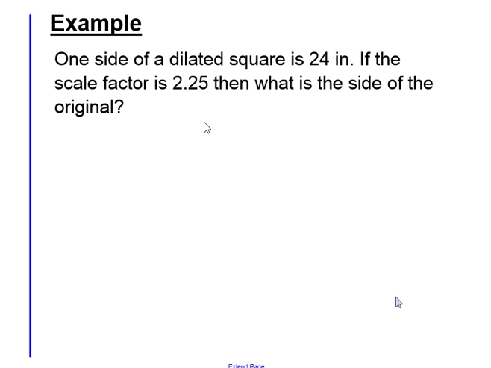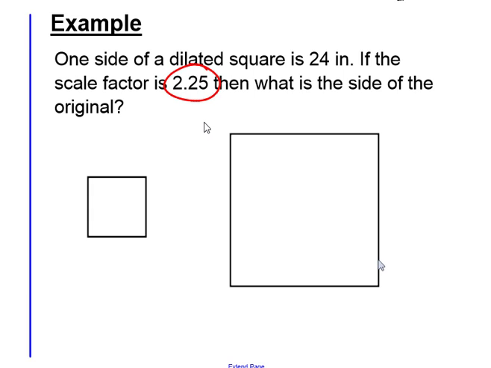In this example, we're not given a picture, so we'll probably want to draw one. One side of a dilated square is 24 inches. If the scale factor is 2.25, then what is the side of the original? So I'm going to create two squares. Since my scale factor is 2.25, that scale factor is bigger than 1. So that means that we created a larger square than the original.